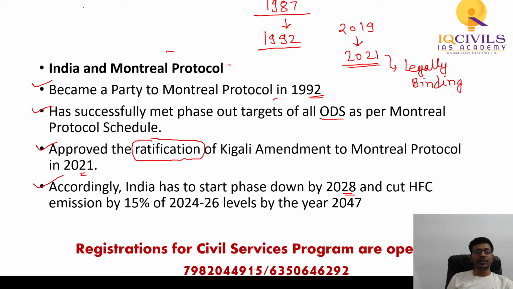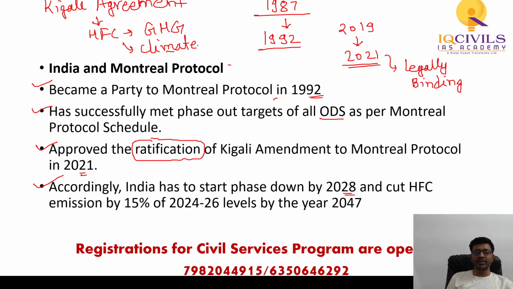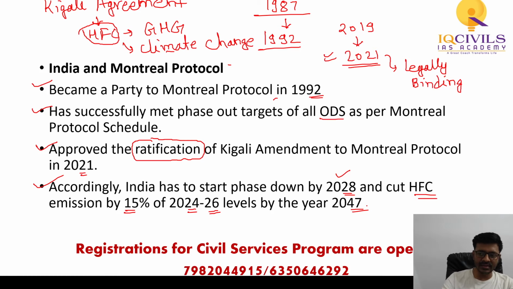It means, what is the main objective of the Kigali Agreement? The main objective is to reduce the emission of HFC. What are HFC? Hydrofluorocarbon. What do they do? They are greenhouse gases, or they are responsible for climate change. So to deal with the emission of HFC and climate change, the Kigali Agreement was passed and India ratified it in 2021, and India promised that it will phase out the use of HFC. Accordingly, India has to start phase down by 2028 and cut HFC emission by 15% of the 2024-26 level by the year 2047. Not much important, just remember India ratified the Montreal Protocol and the Kigali Agreement as well. Okay, let's go ahead.